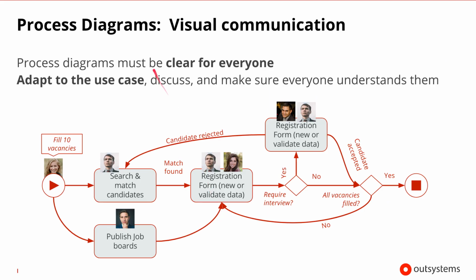And that takes us to process diagrams. Process diagrams are a great form of visual communication. They should be created in a way that everyone can understand and discuss them. This means that part of the validation process is to make sure that the business users can understand them. For instance, it may help to depict the personas together with the activities where they intervene in the process. Also, it can help to adapt the process diagram to the use cases. For instance, if we have a call center process, we might represent it in two different views. One to represent how the customer sees it, and another one to represent how the back office will actually handle the case.